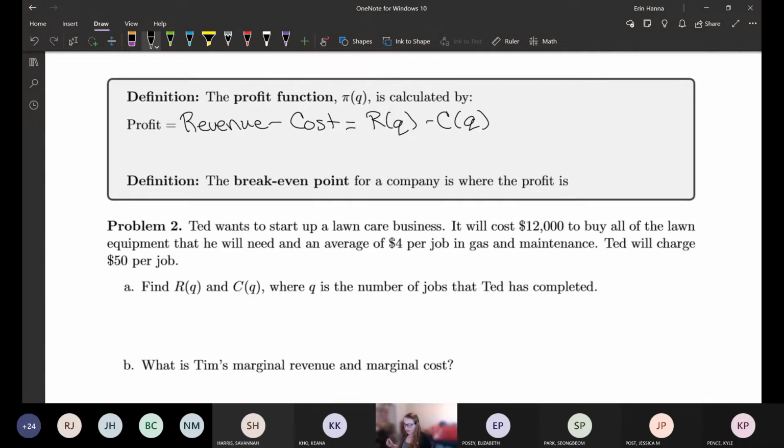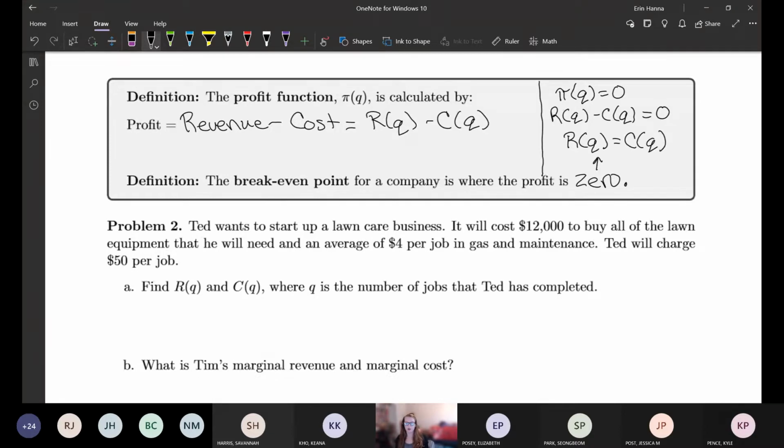And then the break-even point for a company is where the profit is 0. Now I want to make a few more notes about this break-even point. So profit being 0. If we go back to how these are defined, profit is 0, but profit is equivalent to revenue minus cost. If I bring that cost function over to the other side, I have that revenue equals cost.